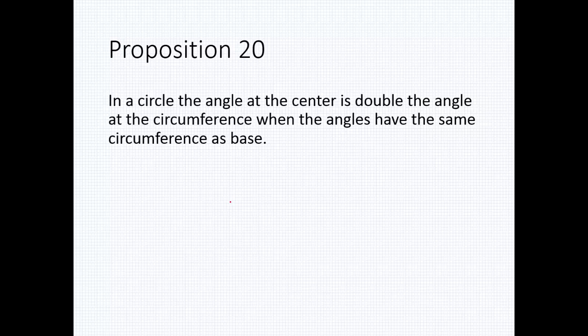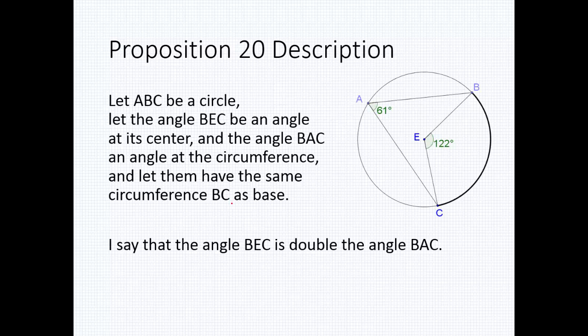Another interesting proposition from Book 3 is Proposition 20. In a circle, the angle at the center is double the angle at the circumference when the angles have the same circumference as a base. Let's look to see a little bit more detail what this is talking about.